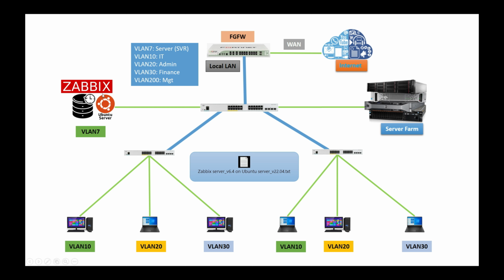This is the diagram that we are going to set up in GNS3 after this lab. Currently in this lab we focus on Zabbix server installation on Ubuntu server. So we go step by step and we will learn together on this configuration. I have some notes regarding the setup of the Zabbix server here. My note here: Zabbix server version 6.4 on Ubuntu server 22.04.